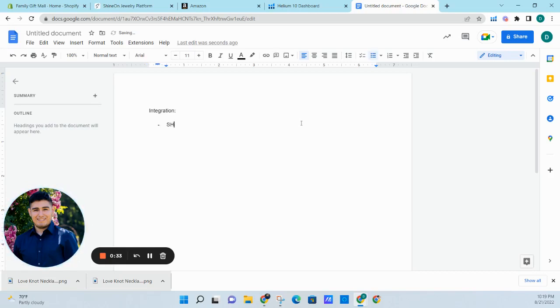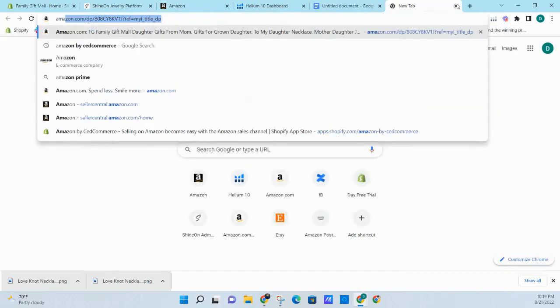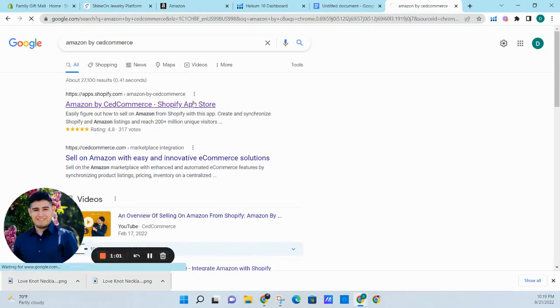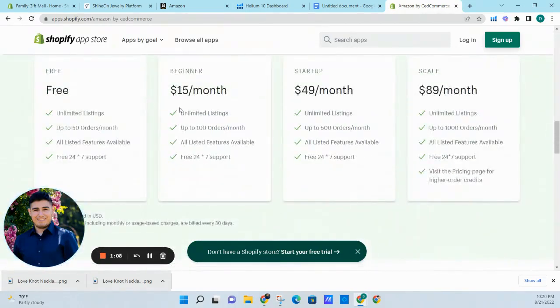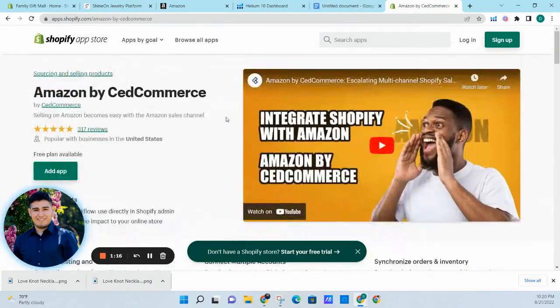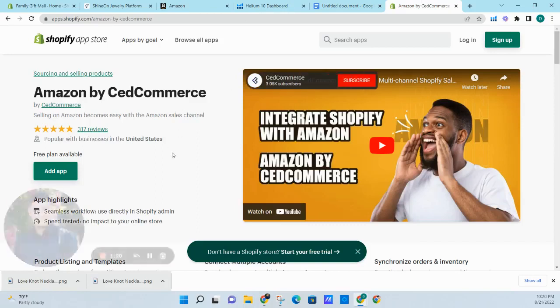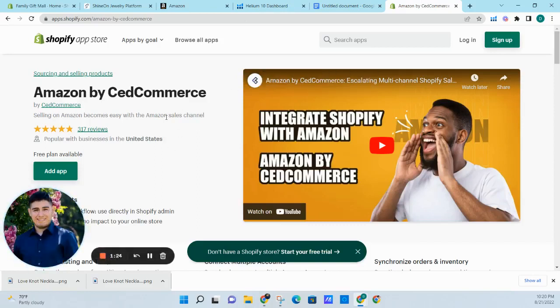So first of all, we'll need the Shopify store. We'll need the ShineOn app from Shopify. And we'll need Zetcommerce, but this is not the same one as the one from Etsy. This is a different one. It's free in the beginning, I believe, and then they start charging based on the amount of sales that you get. Oh, actually, it's based on sales. So moving on, once you install this, you'll be able to automate your FBM orders that come from the Amazon sales channel.